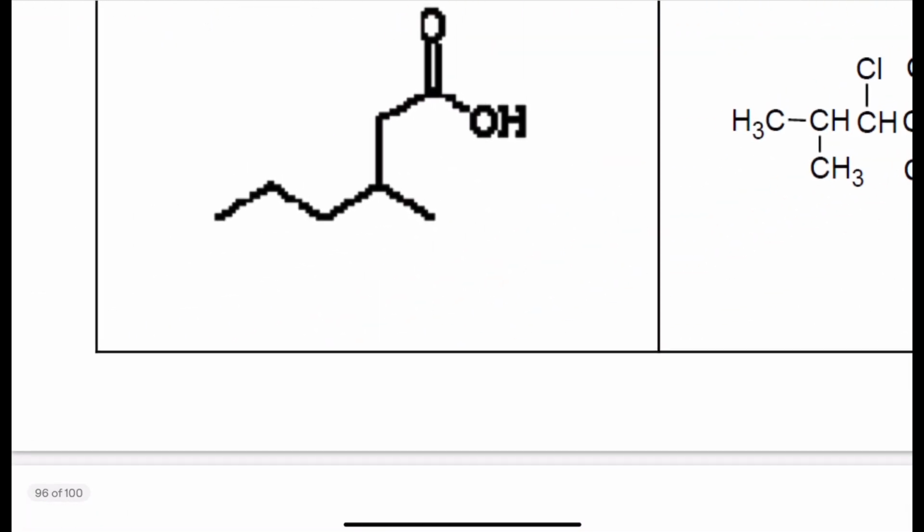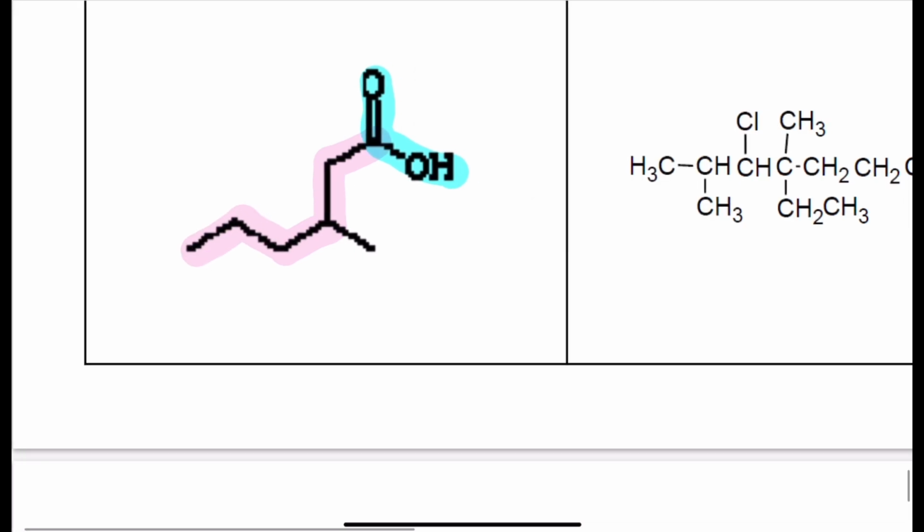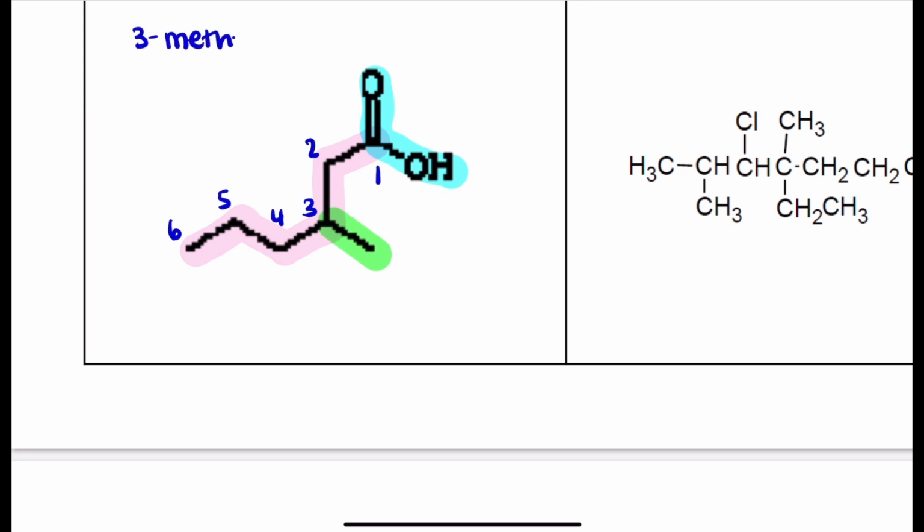Down here, this is a carboxylic acid again. So recognizing your longest parent chain. Sorry, I'm fighting with a kitten. 1, 2, 3, 4, 5, and 6. So I've got the hexane group again, or the 6th carbon. Hexane is that base. I've got 1 methyl group attached at the 3rd carbon. 3-methylhexanoic acid.